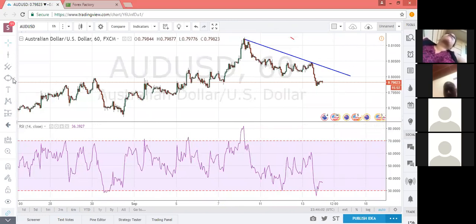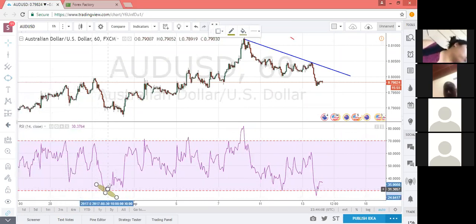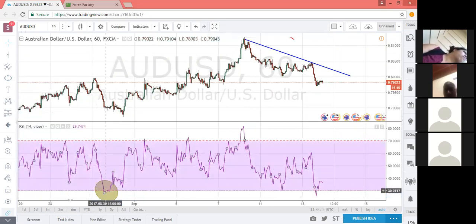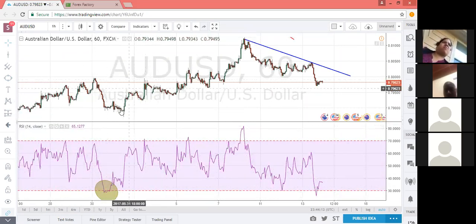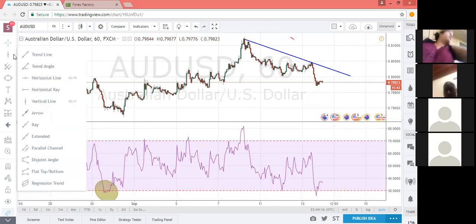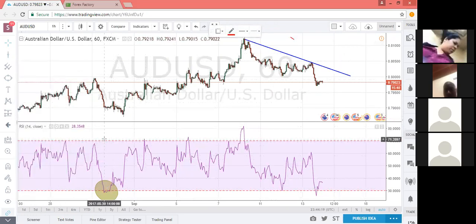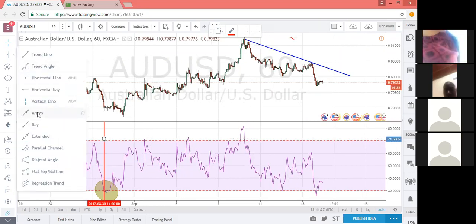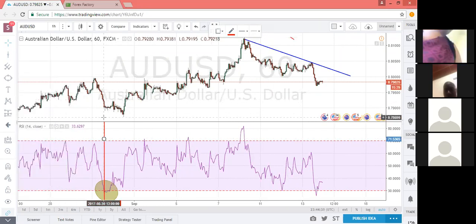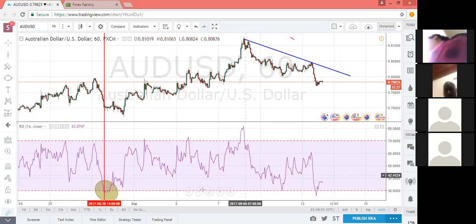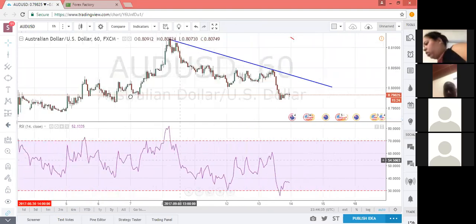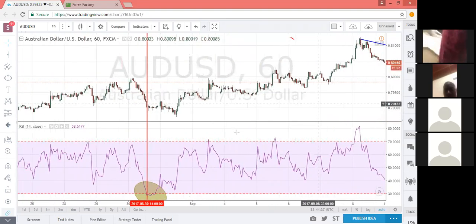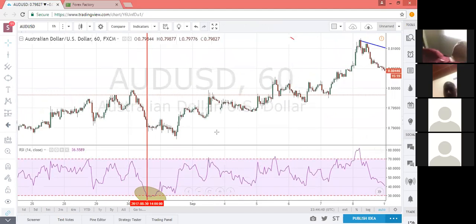Insert. Right, so this is the area here where the market was slightly in oversold territory. So this pretty much aligned with around this zone here. Insert horizontal line, vertical line. Right, so you had an area where it entered oversold territory.